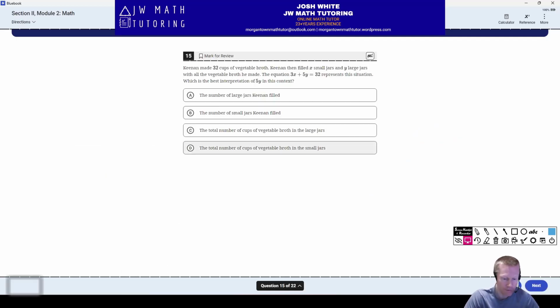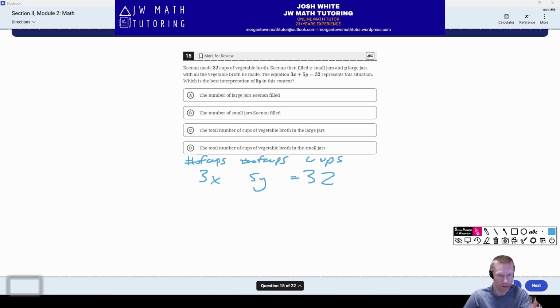All right, here you have basically a linear interpretation question. So notice 32 on the number that's on the right equals cups. Okay, so that means 3x has to also be a number of cups. And 5y also has to be a number of cups because you have number of cups plus number of cups, and the total result has to be 32 cups. So what does the 5y represent?